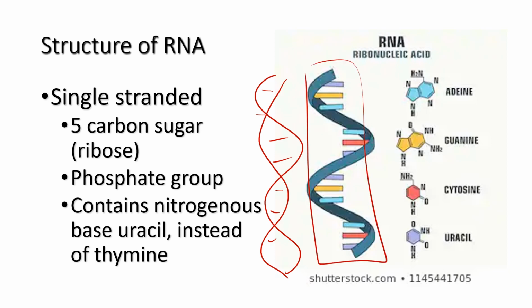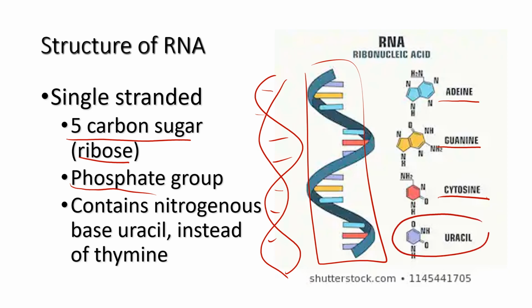And it only has a 5-carbon sugar, so a ribose, not deoxyribose like the DNA. It does have a phosphate group, just like DNA. And it does contain a nitrogen base. And it contains the A, the C, and the G. But instead of thymine, it contains something called uracil. So the T becomes U.